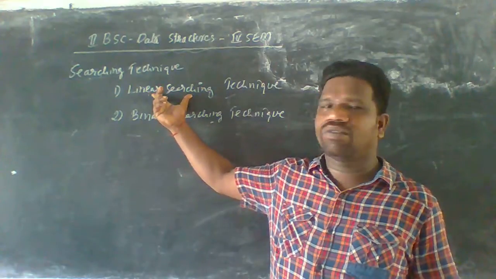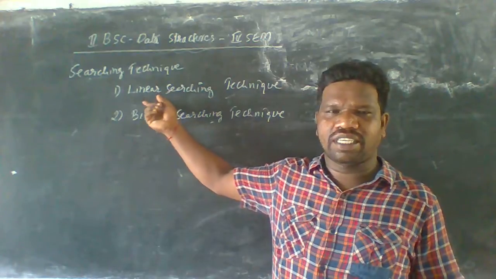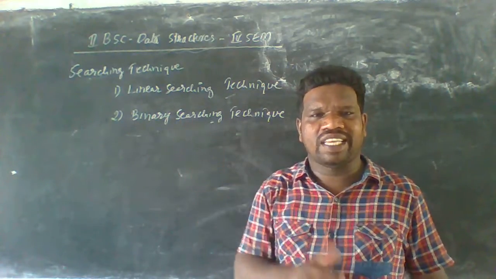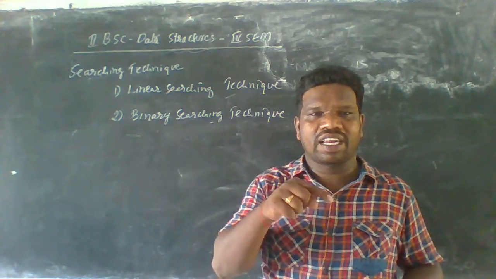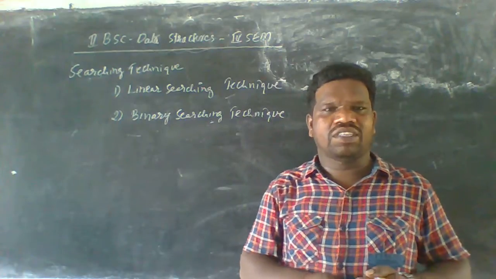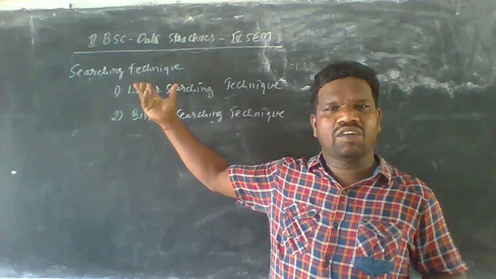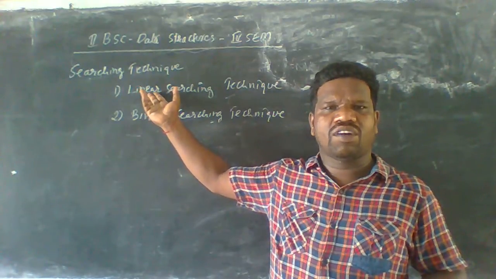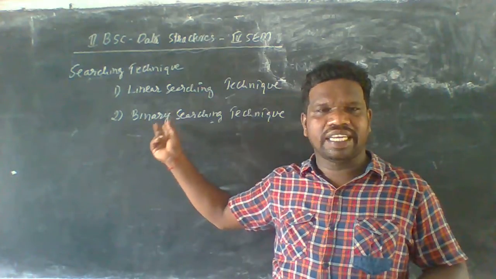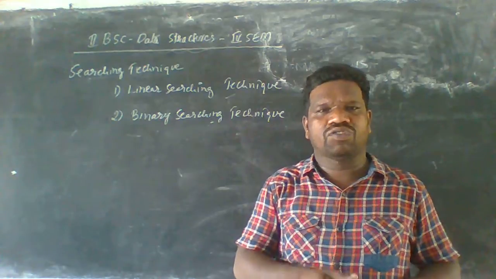We have to find the needed element using these searching techniques. But when it comes to binary searching, if you want to find an element, the given array must be in ascending order, not descending order. Linear searching accepts both ascending or descending, that means a sorted or unsorted list will be accepted here. But binary searching accepts only ascending order, that means sorted order only.